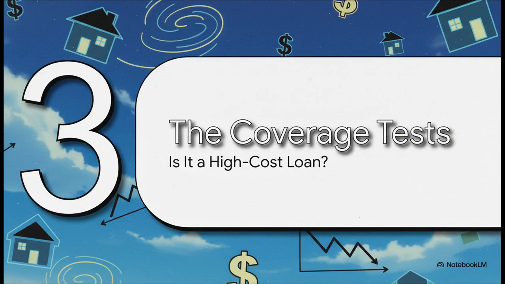Okay, so you've run a loan through that first filter and confirmed it's subject to HOEPA. Now you're at the main event, the three coverage tests. This is where a regular mortgage can officially get stamped as high cost, and that triggers a whole new set of rules you have to follow.